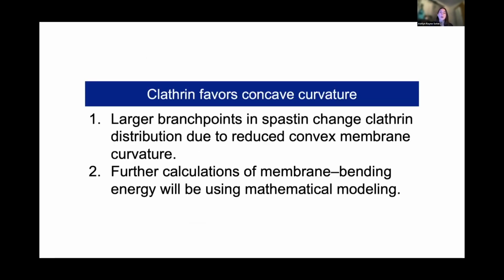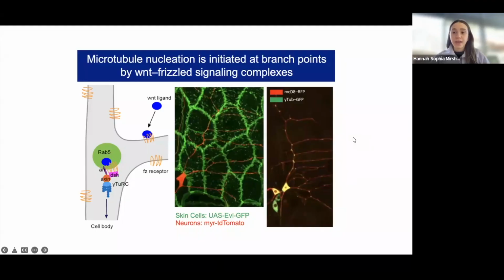So just to recap, larger branch points in spastin change Clathrin localization due to the reduced convex curvature. We plan to further visualize this using mathematical calculations. Because we have evidence that dendritic branch points are sites of active endocytosis, we can now look at how endocytosis may play roles in other pathways that particularly happen at branch points.